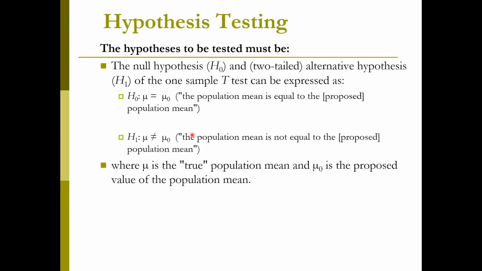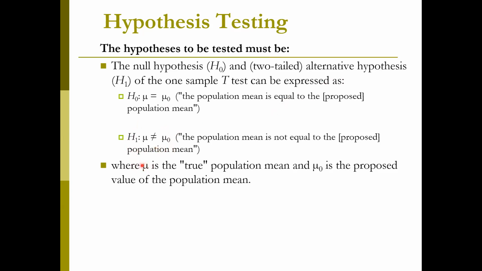So how do we start with the hypothesis? Remember, a hypothesis can be stated in the null form or an alternative. So the null hypothesis says that, in the case of a two-tailed test, mu is equal to mu zero. That is, the population mean is equal to the proposed mean. Then the alternative is saying, no, it is not equal.